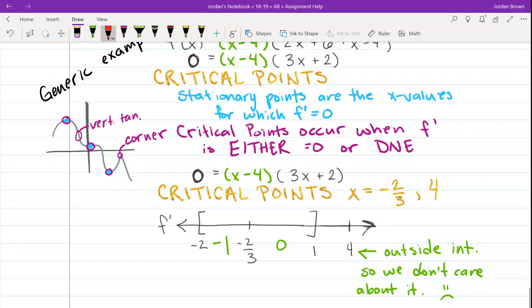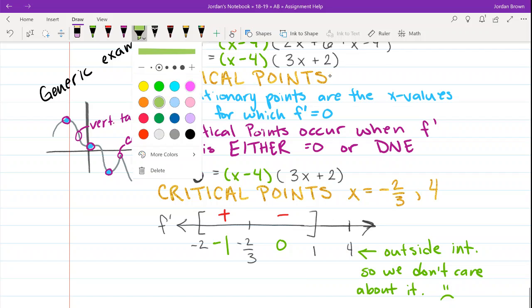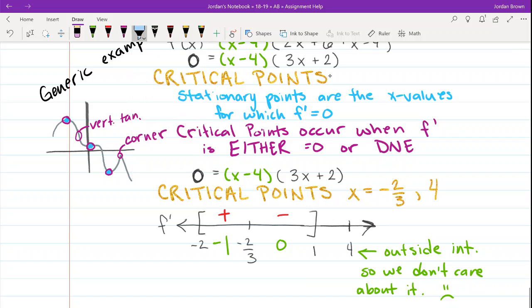If we put -1 in, we have -1 minus 4, that's going to be negative. Then we're going to have -3 plus 2, that's also negative. So we have a negative times a negative, that's a positive. If we put in 0, we have -4 times 2, which is -8, which is negative. So we go from increasing, I'm going to get a highlighter, we go from increasing to decreasing.